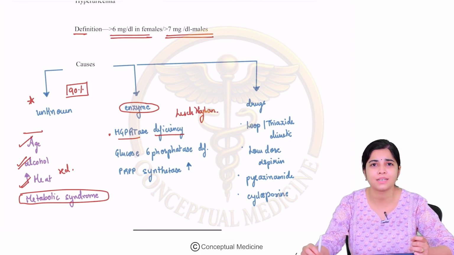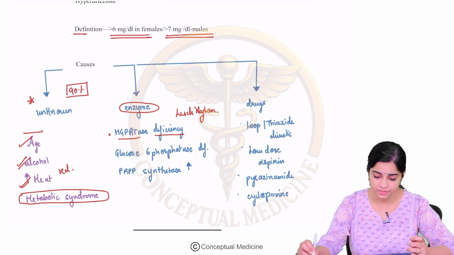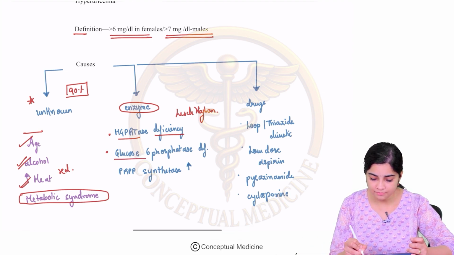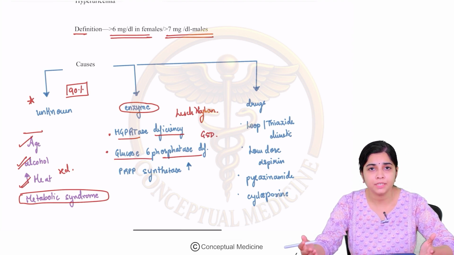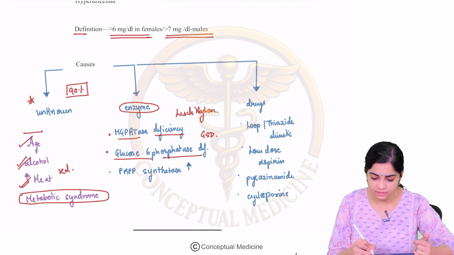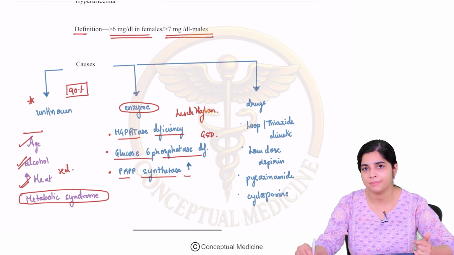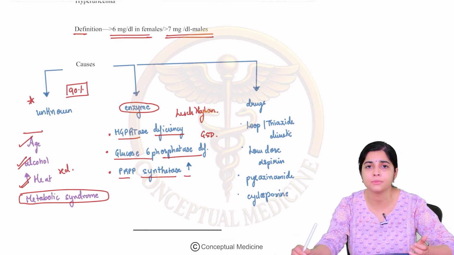Lesch-Nyhan syndrome is characterized by hyperuricemia with gouty arthritis and self-mutilation. Then glucose 6-phosphatase deficiency results in glycogen storage disorders, which usually occur in the infantile period, where you have hepatosplenomegaly, mental retardation, doll-like faces, and recurrent episodes of hypoglycemia and hyperuricemia. Then they can be due to an increase in the levels of the PRPP synthetase enzyme. So these are some of the rare causes of hyperuricemia.